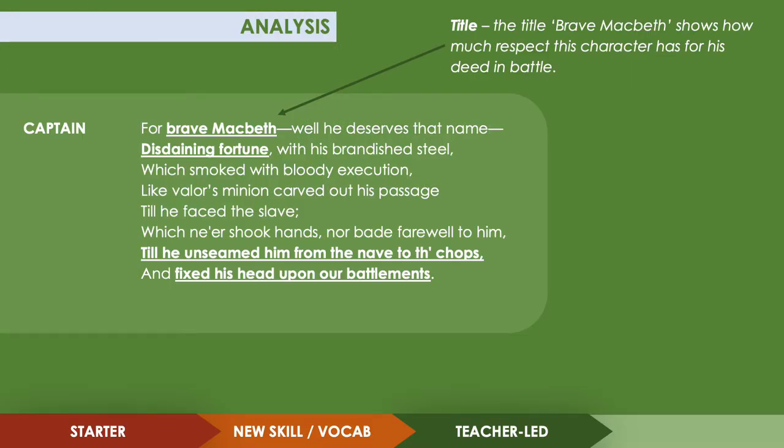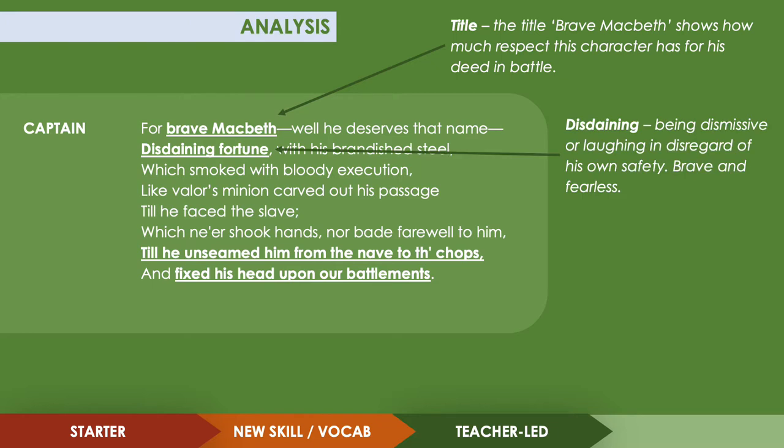So let's analyse some key lines in this speech. In the first line, "For brave Macbeth, well, he deserves that name," the captain uses the title Brave Macbeth, which shows how much respect this character has for his deeds in battle. Here Shakespeare intends for us to understand that Macbeth is a good and noble character who the audience suspect will be corrupted by the witches from Act 1, Scene 1.